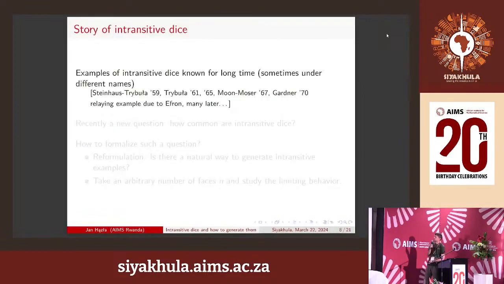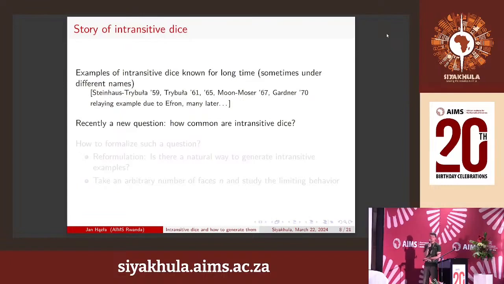Okay, maybe let me skip that. Just a little bit, what is the story of studying these intransitive dice? I think it is also a nice social story about the social part of mathematics. The examples like the one that I just showed were known for many, many years. They were studied in the 50s, 60s, and 70s, and this was somehow folklore.